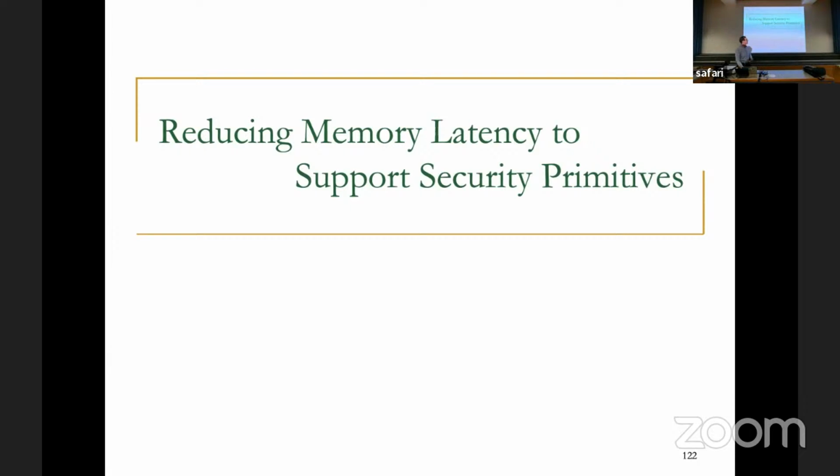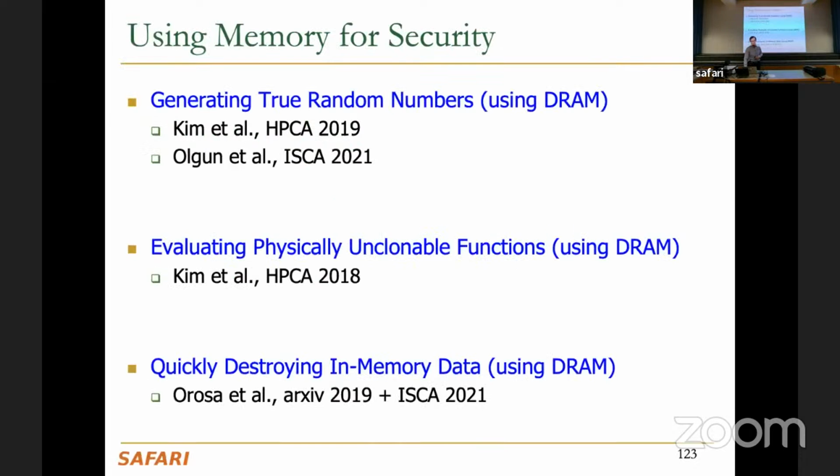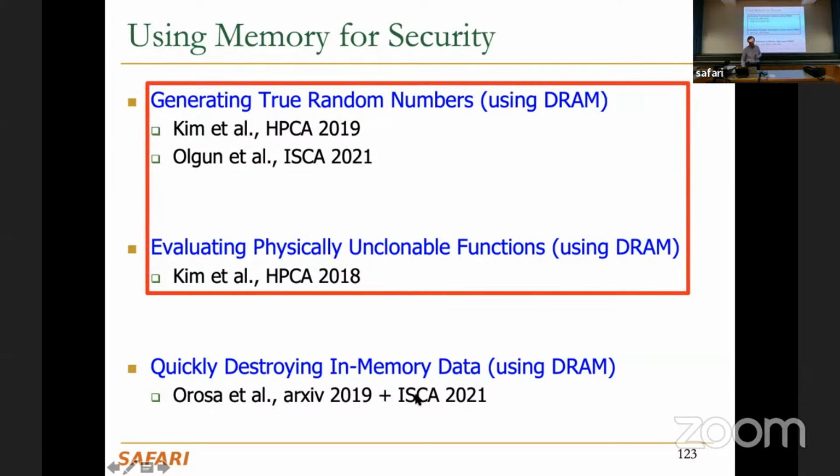Okay, so let me talk about something that's related, but that leads to something completely different, meaning using memories for security. It turns out what we have talked about, this latency reliability trade-off, can actually enable you to generate true random numbers in DRAM and also evaluate physically unclonable functions. These are security primitives. It can also do other things in DRAM that enable you to quickly destroy in-memory data, that I'm not going to talk about, but I may mention that. Let's talk about this one.